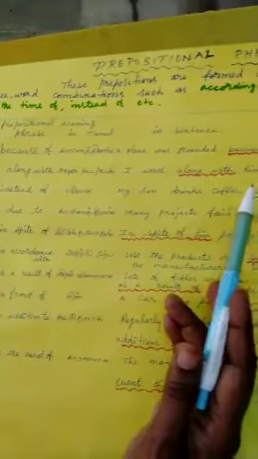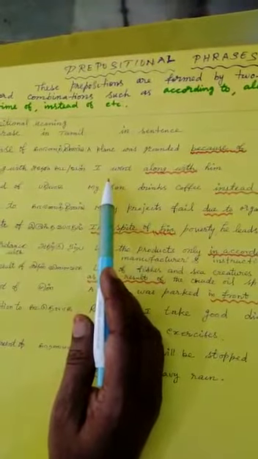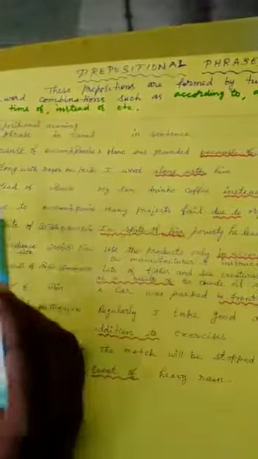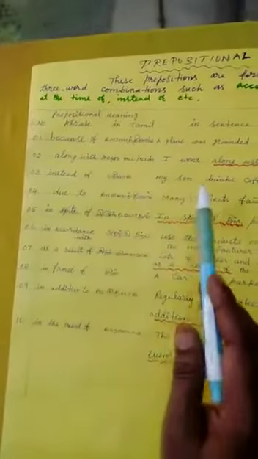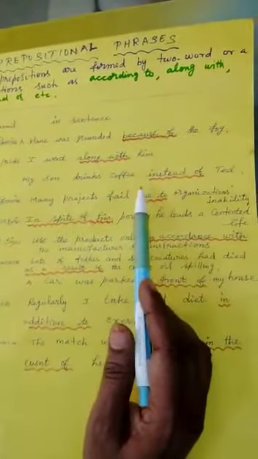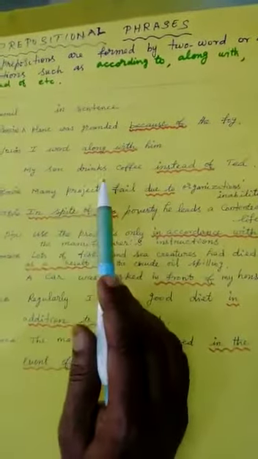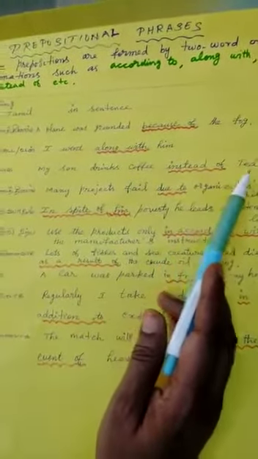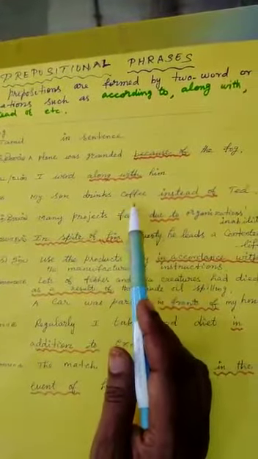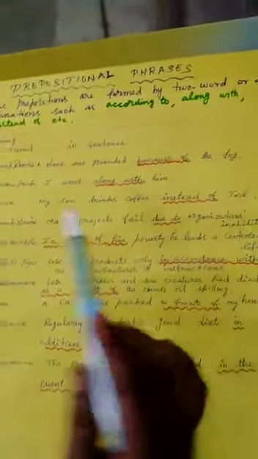Along with. I went along with him. I'm not going alone. I didn't go alone. I went along with him. Next, instead of. My son drinks coffee instead of tea. My son regularly drinks tea. Today, he drinks coffee instead of tea. Today, he doesn't drink tea. He drinks coffee.